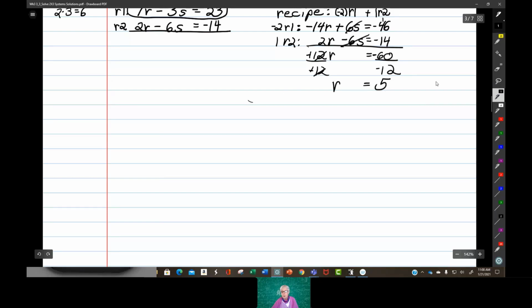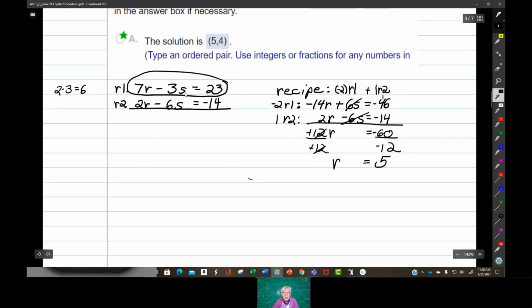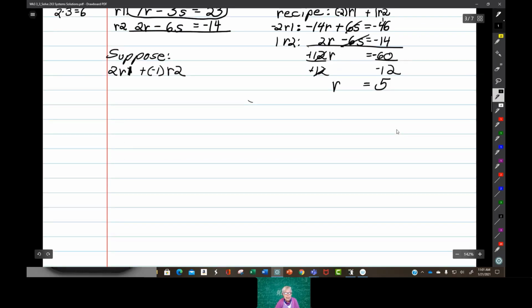Now, I just solved for R equals 5, but let me show you this. Suppose it didn't occur to you to do this. Suppose, this is suppose, and it's not wrong. Suppose you wanted to multiply row 1 by positive 2, and then add that to negative 1 times row 2. What would that do? Well, let's see.